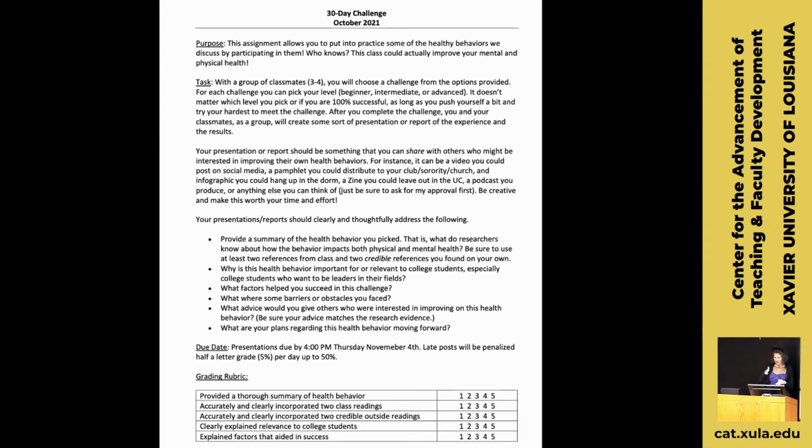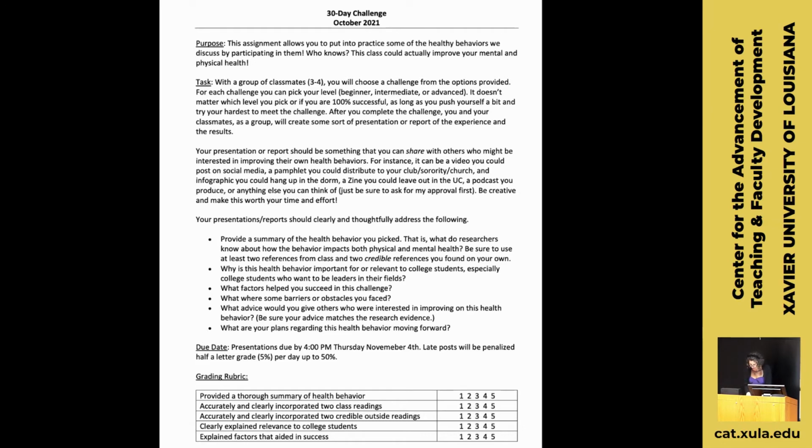And it's got very clear instructions. Here's what your report should include: a summary, why it's important, what factors help you succeed, what barriers, and then what advice would you give to somebody else? And then finally, what plans do you have for this behavior moving forward? And then I've got a rubric. All right, so that is the assignment.